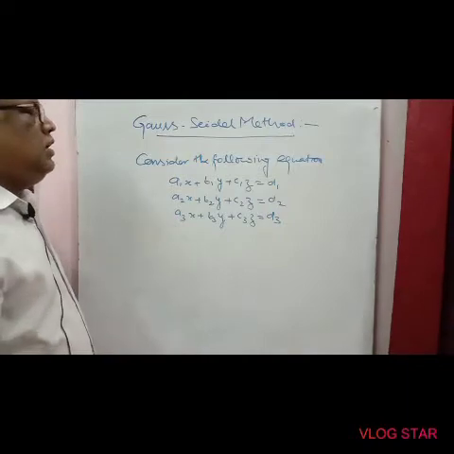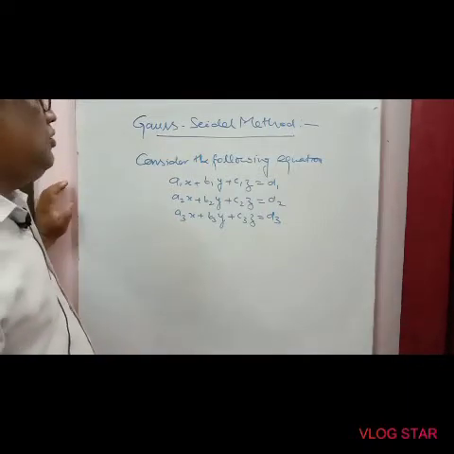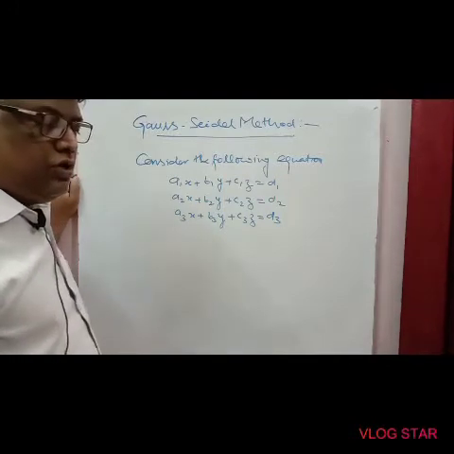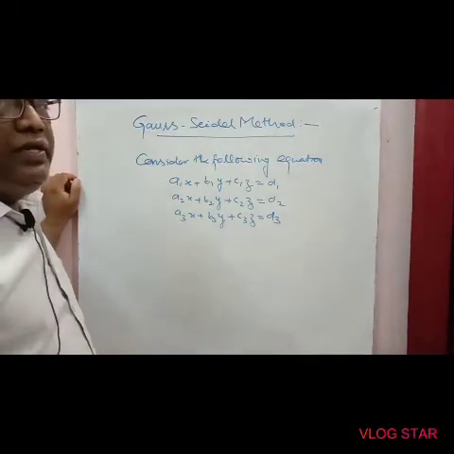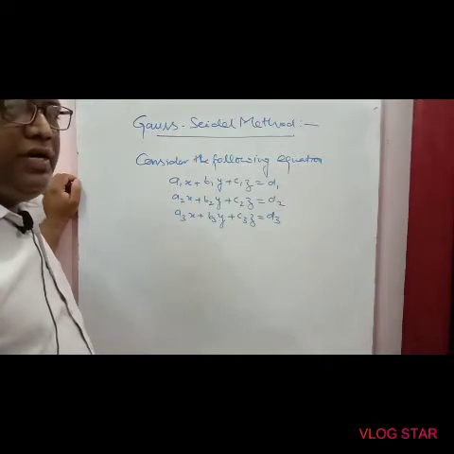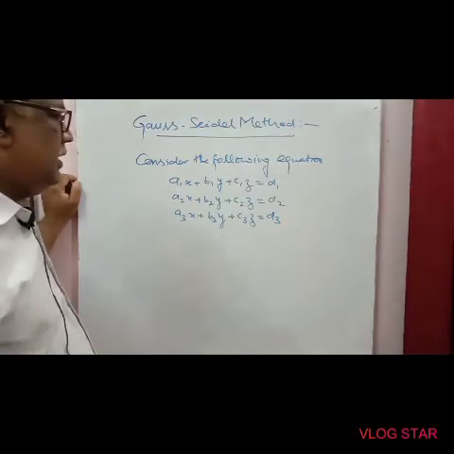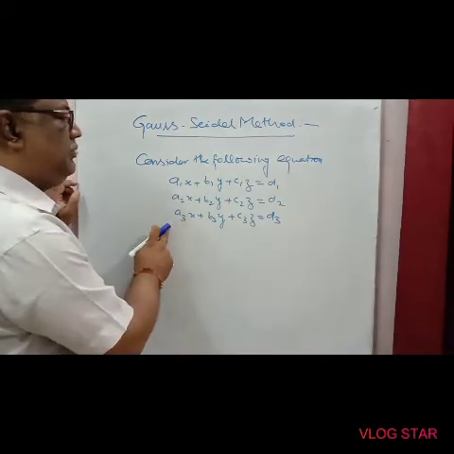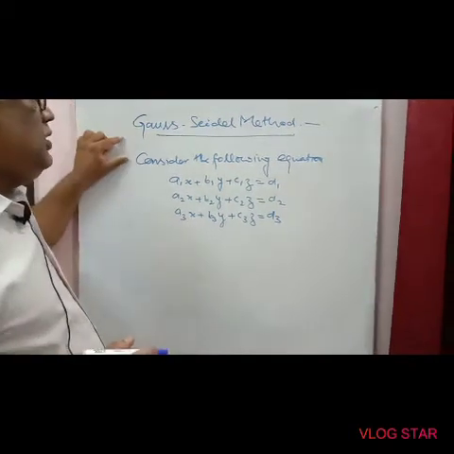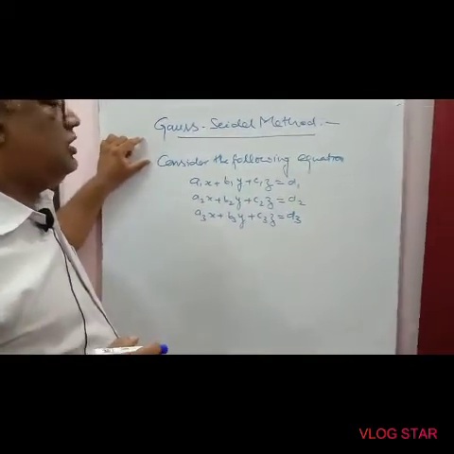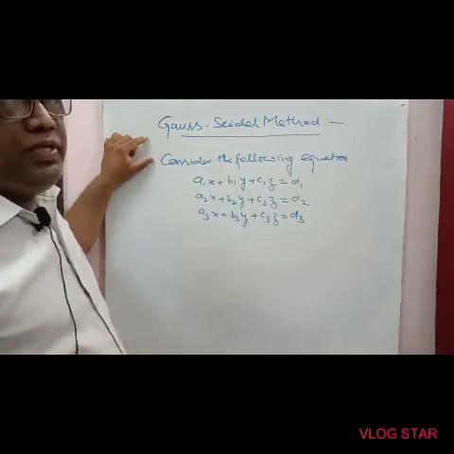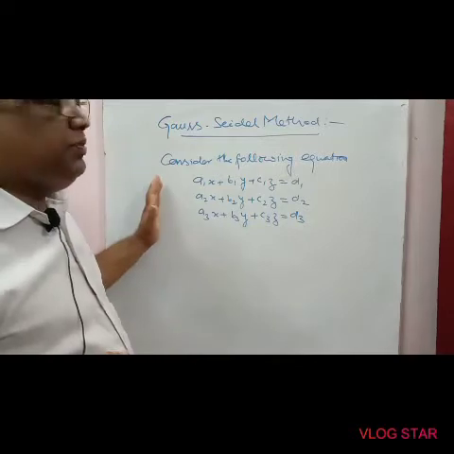Have a nice day. Now I am discussing here the Gauss-Seidel method. This method is used for the solution of a system of linear equations, or the solution of simultaneous equations. As you know, this form is called a system of equations or simultaneous equations. This is a pure numerical technique, the Gauss-Seidel method, an improvement on the Jacobi method. Jacobi method को ही improve किया गया.